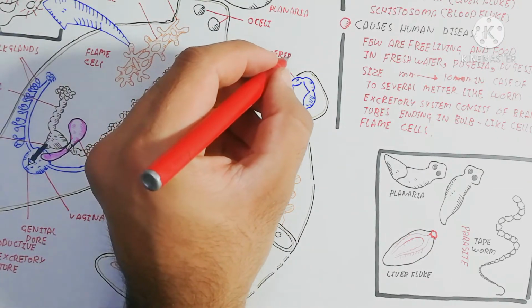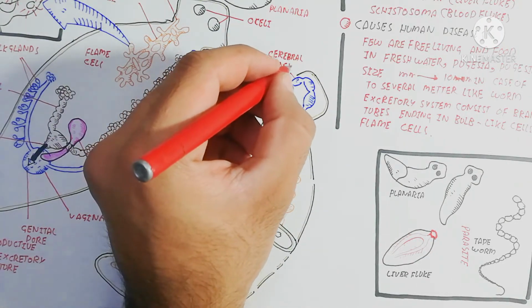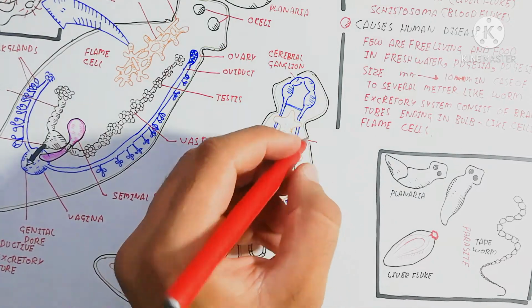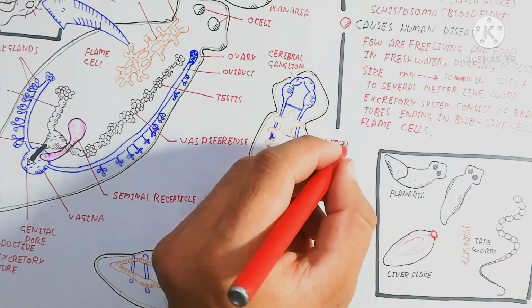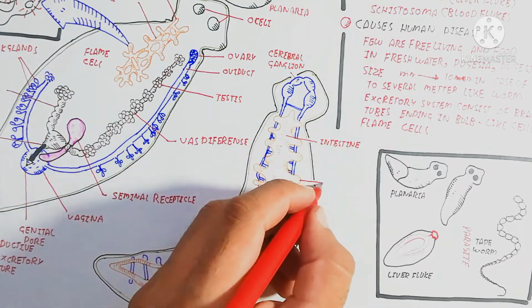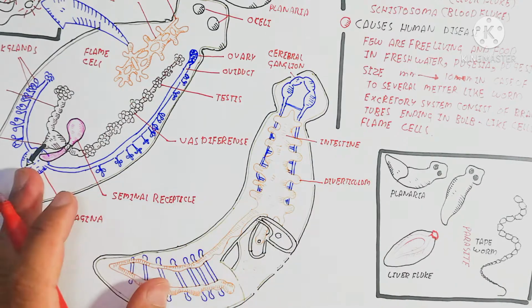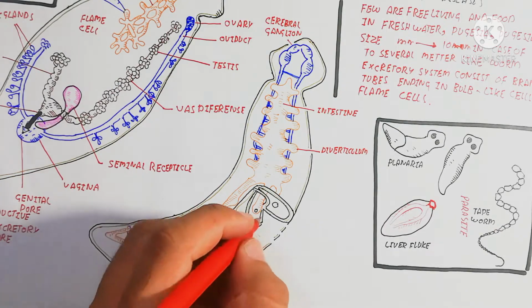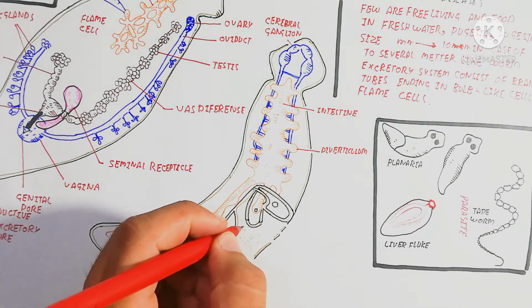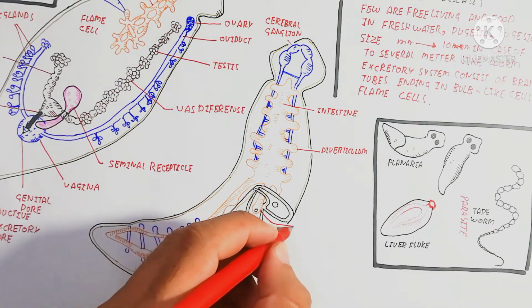Here is the intestine. Here is the cerebral ganglion, which they are interconnected. It means the central nervous system is developed. So the central nervous system with a ganglion is developed, and it is used for chemotactic movement, phototactic movement, etc.